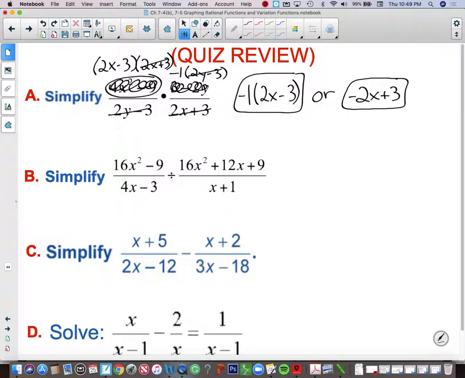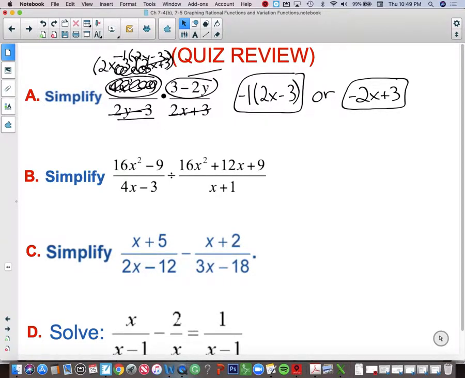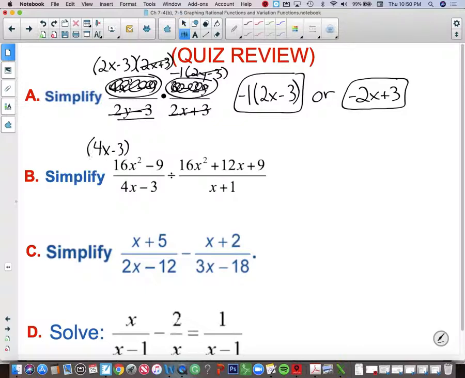So remember that little trick, if we have things that look fairly close like those two things, that you want to factor out that negative. Right, so I can take out that negative and flip stuff around. Don't forget about that trick. Second one, more difference of squares patterns going on. This one is 4x minus 3, 4x plus 3.